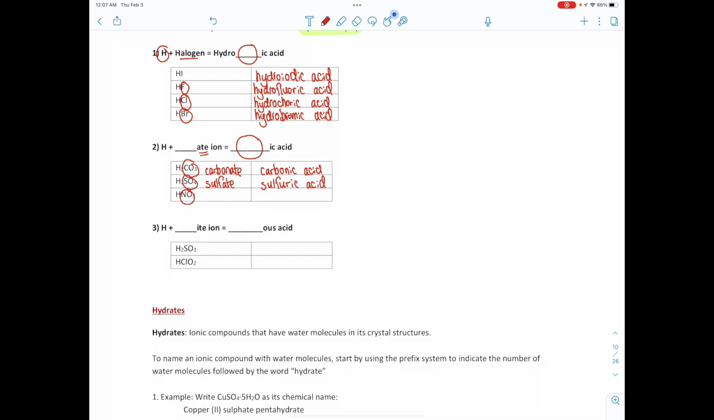Next example here, we have the NO3, the nitrate, as the anion. So we're going to keep the first part of the name: nitric acid.